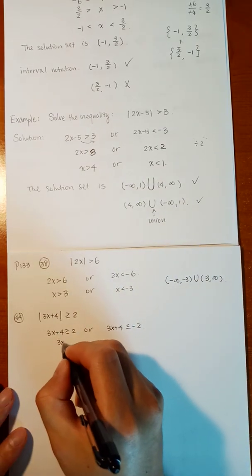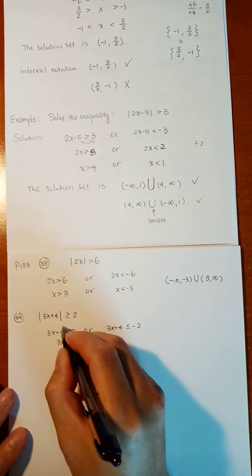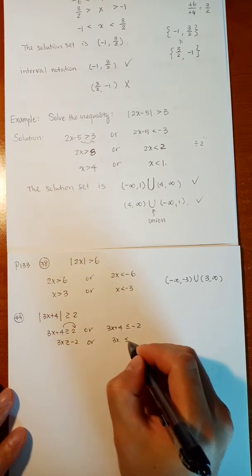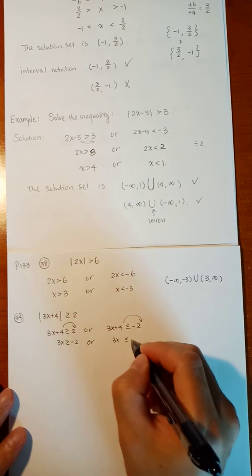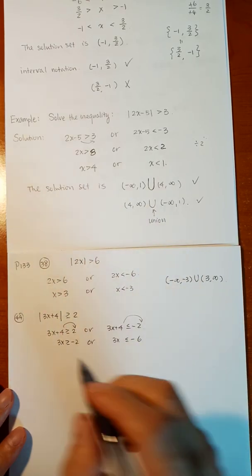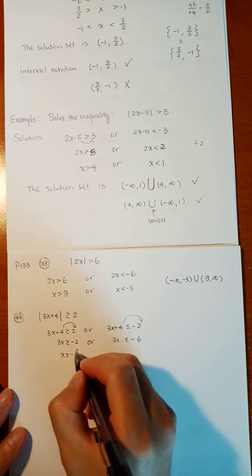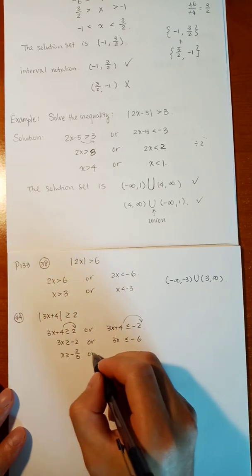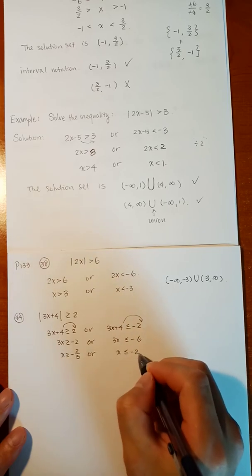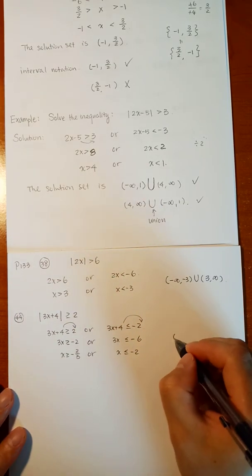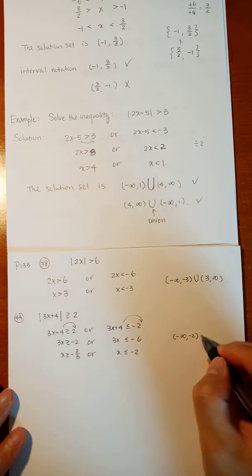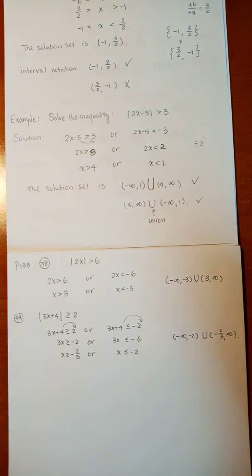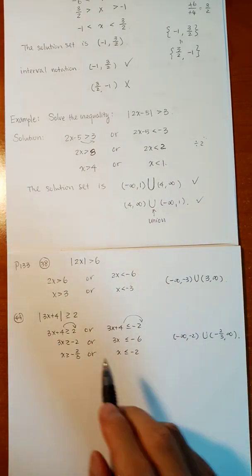Okay, so 3x is greater than or equal to negative 2. You move 4 to the right side. 2 minus 4 is negative 2. Or 3x is less than or equal to negative 6, since negative 2 minus 4 is negative 6. And divide the inequality by 3. So x is greater than or equal to negative 2/3, or x is less than or equal to negative 2. So negative infinity to negative 2, union negative 2/3 to positive infinity. Greater than right side, less than left side.